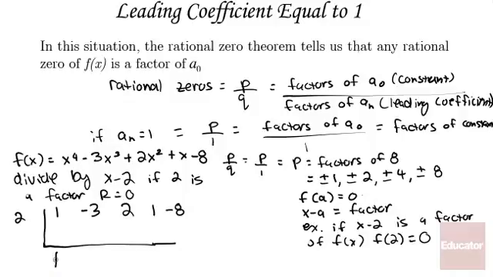Bring down 1, multiply 1 by 2. That gives me 2. And now I take 2 plus -3 to get -1. Multiply -1 times 2 to get -2. Combining 2 and -2, I get 0. 0 times 2, 0. 1 plus 0, 1. 1 times 2, 2, to give me a final value of -6. This is the remainder.